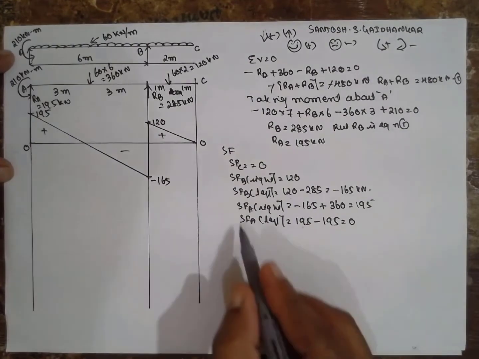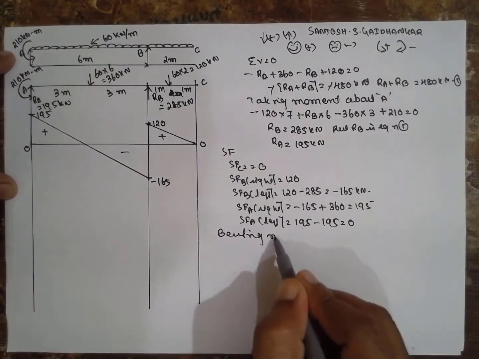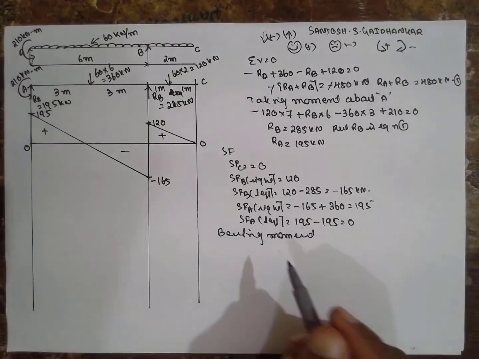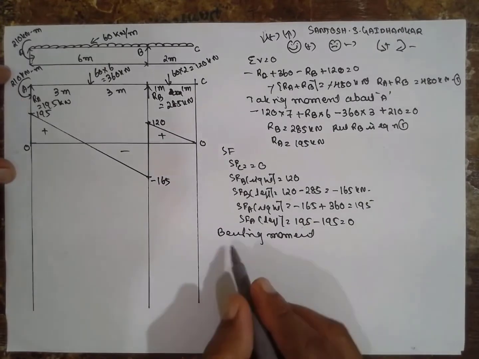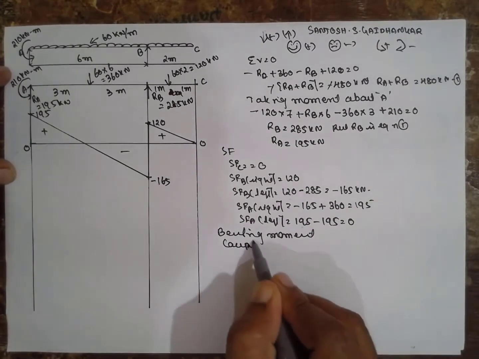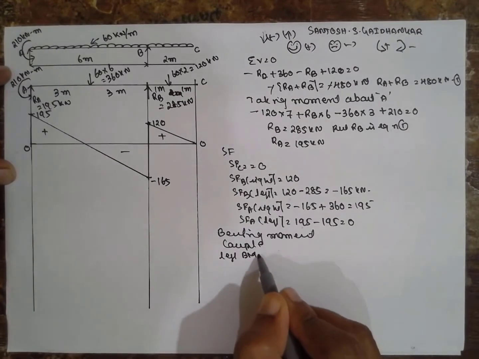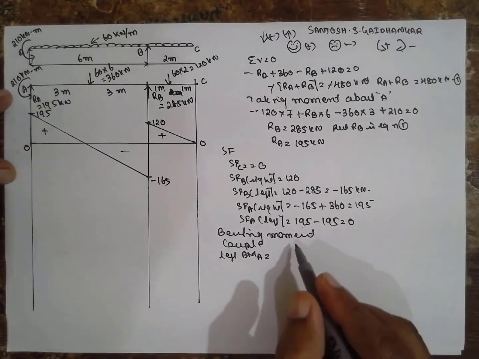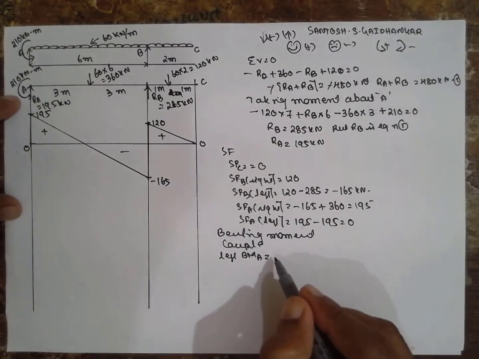Let us go for bending moment. We'll go for bending moment. First, at A, as it is A, there is a couple. First write couple, left side, bending moment at A, left side you have to consider the couple. If you multiply, the value will be 0.